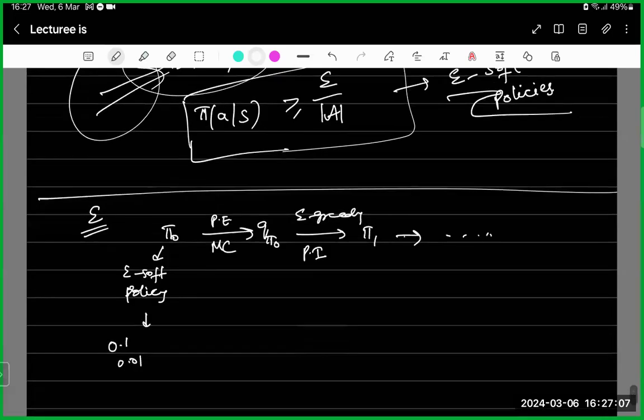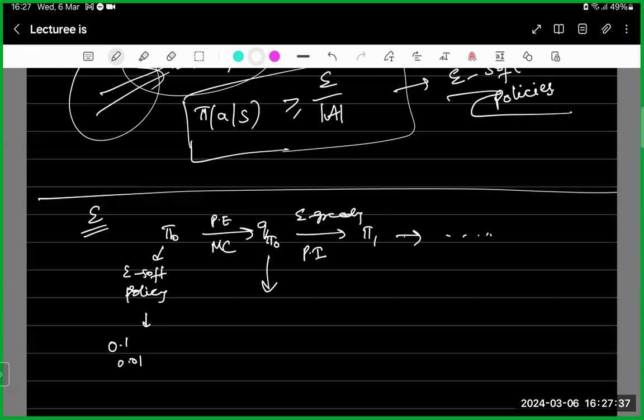So generally what people do to estimate q pi naught is this. We have to have multiple episodes. You have to collect multiple episodes of data and then take the average over the returns to get an estimate of q pi naught, right? If you want an estimate of q pi of s comma a, you have to have multiple samples of q pi of s comma a and then take the average of all of them.